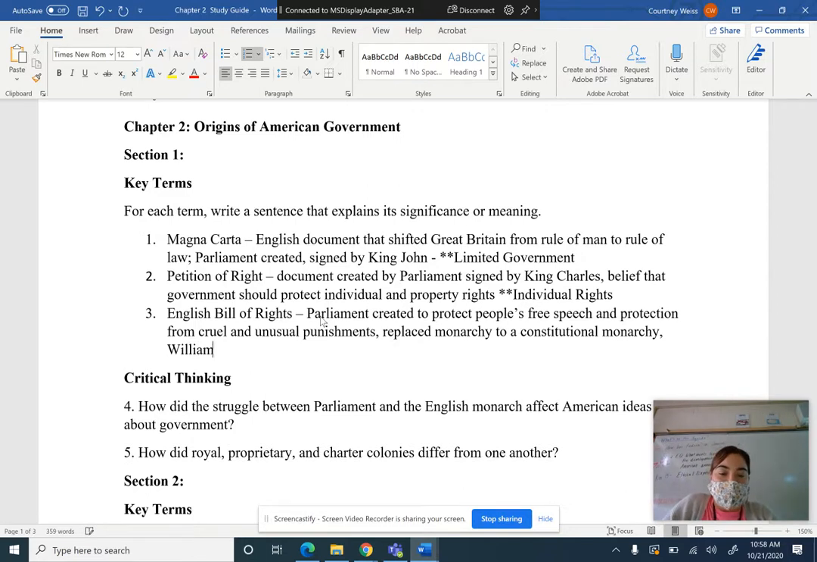William and Mary signed it as they were selected to be the new monarchs. And in addition to this, it ended the Glorious Revolution. This was another example of the concept of individual rights. Good.